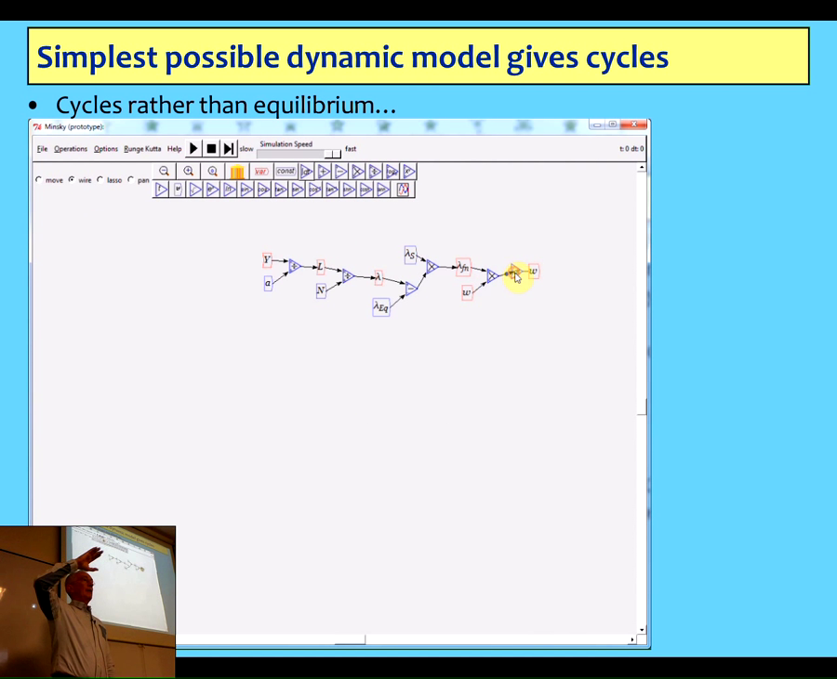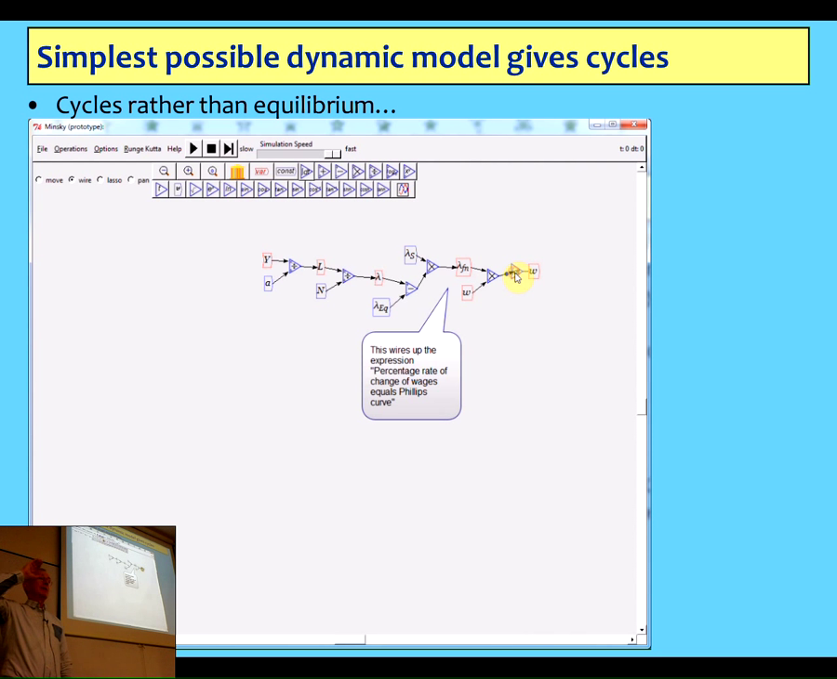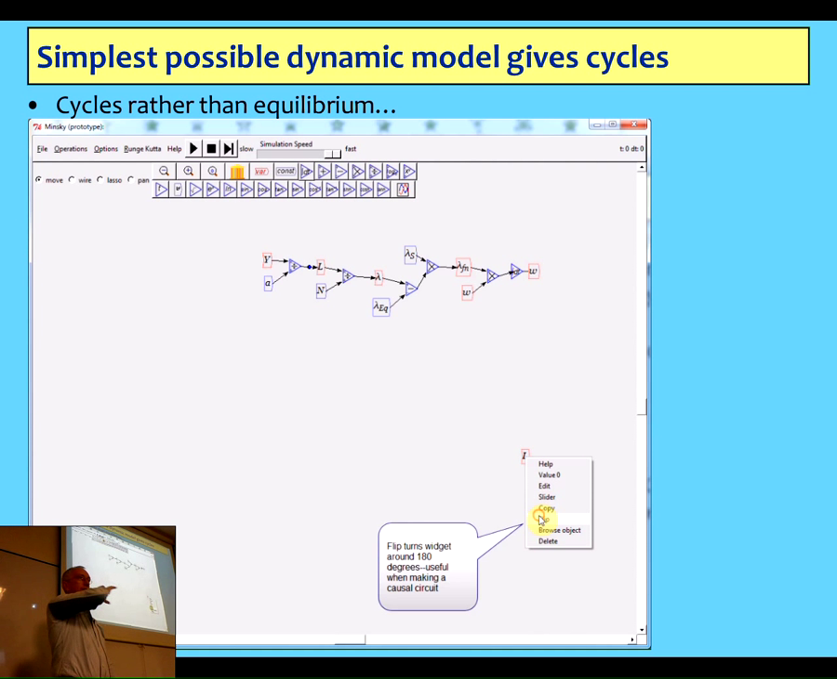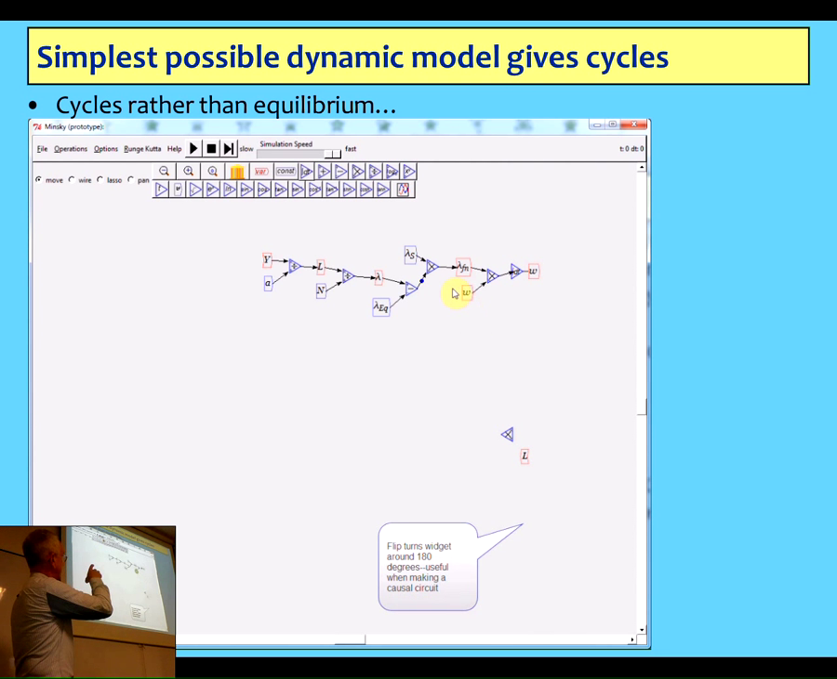So if you think about the percentage rate of change of wages, you might say percentage rate of change of wages is 3%. That's 1 over W dW/dt equals 0.03. You multiply through by W, say dW/dt equals 0.03 times W, then you integrate. That's effectively what I'm doing there. It's describing it verbally very quickly. But I now have the wage.